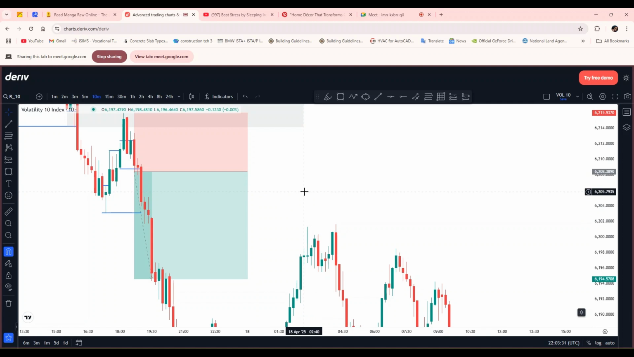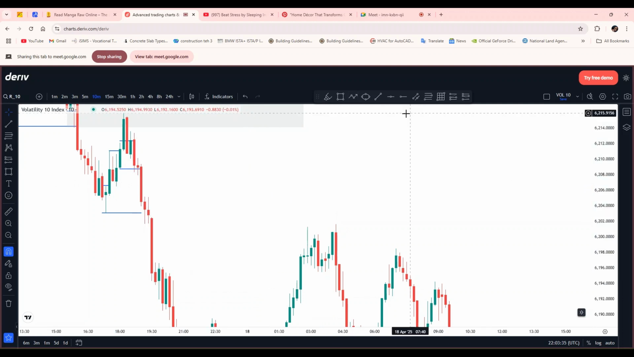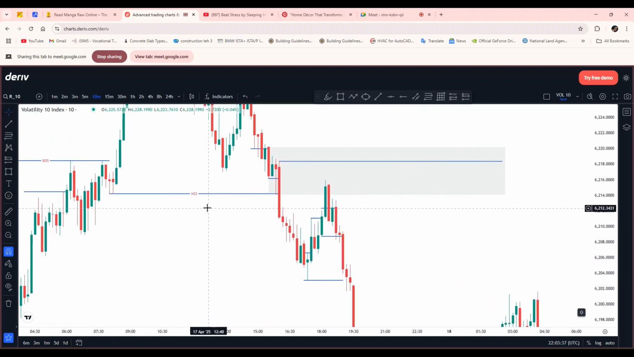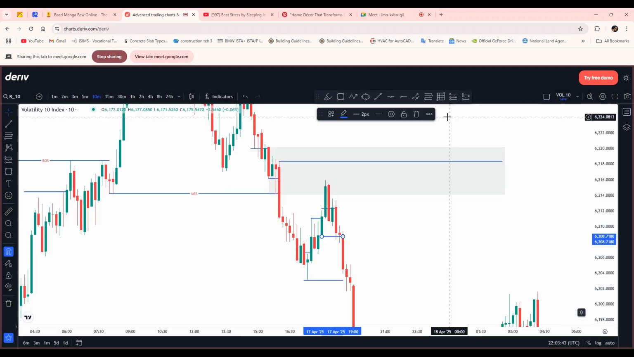All right, let's just refine this some more, because now we had a market structure shift here. We now have a current market structure shift, and now the trend is being refined. This of which I'm teaching, you will not find anywhere else.